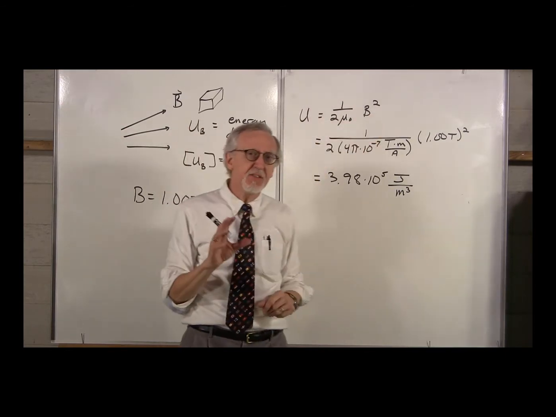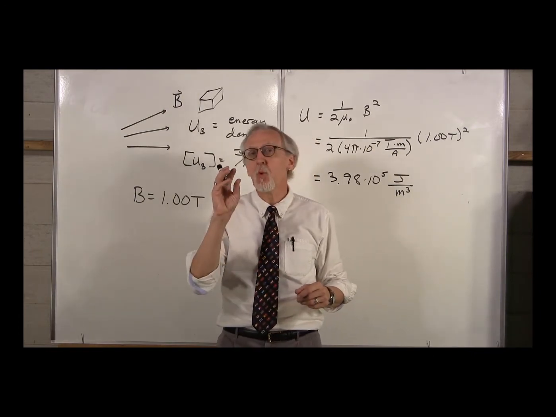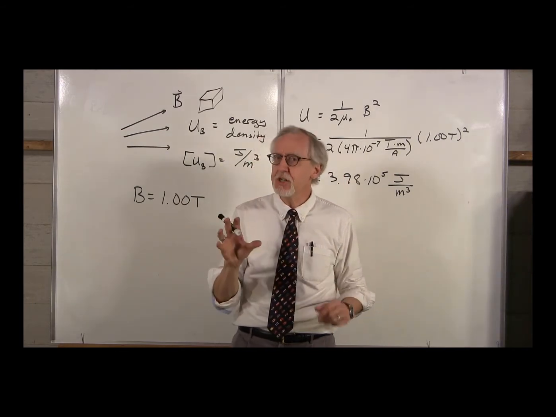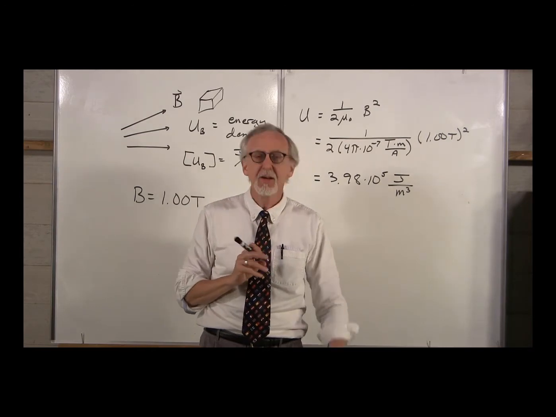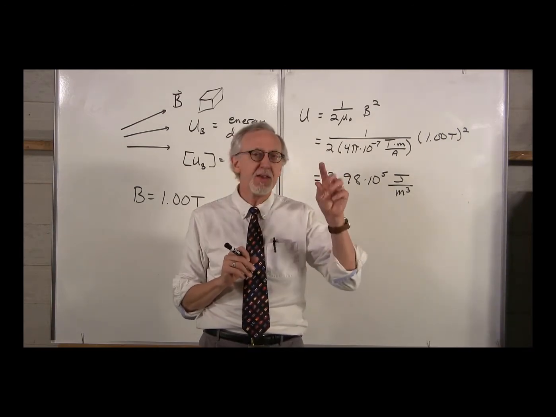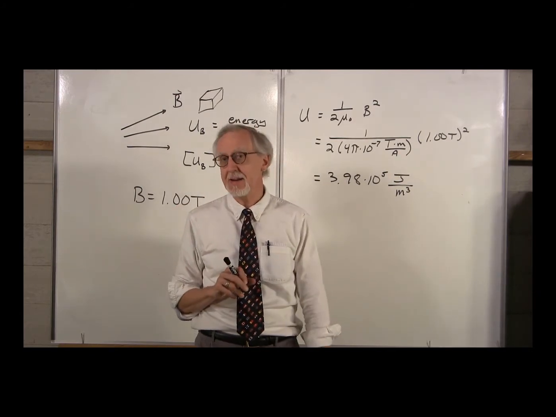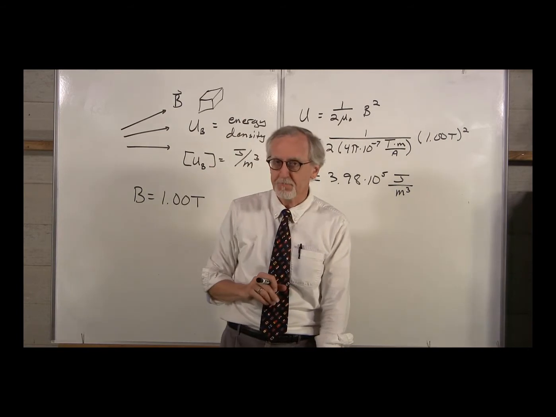So it's kind of the same form as the energy density in the electric field. Remember, that was 1/2 epsilon naught times E squared. The energy in the magnetic field is 1/2 times 1 over mu naught times B squared. So rather than epsilon naught for the electric field, it's 1 over mu naught for the magnetic field. So 1 over 2 mu naught times B squared.